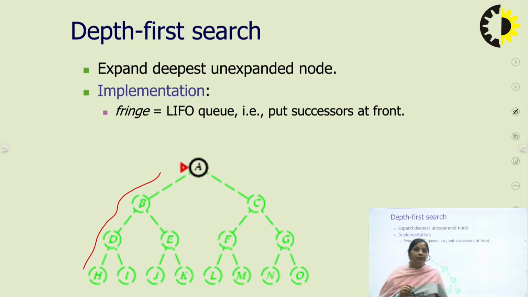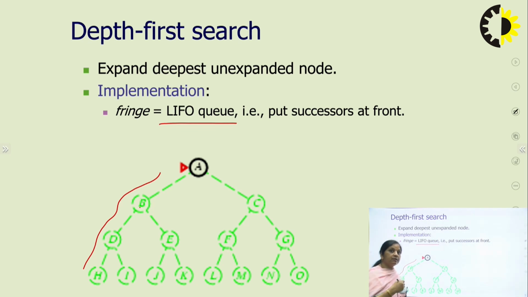So what depth first search does is expand the deepest unexpanded node, and it is implemented with a stack, which we call a last in first out queue.